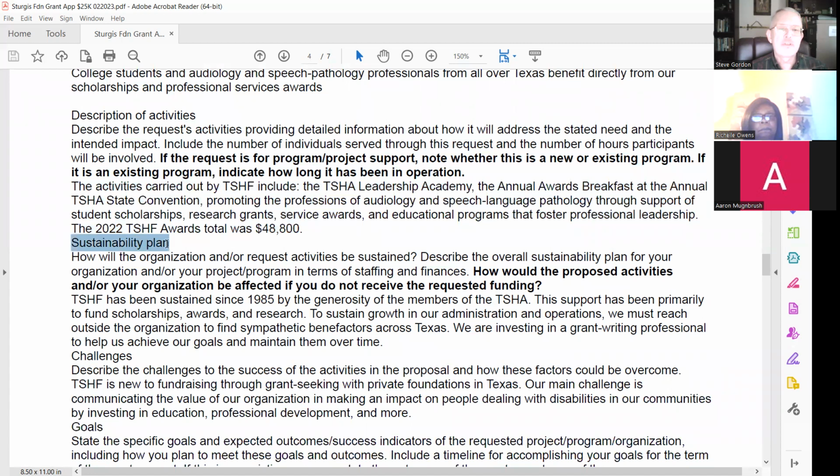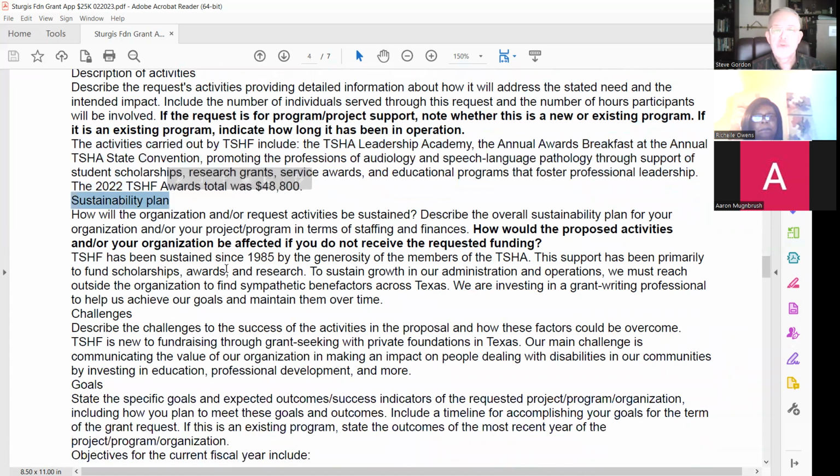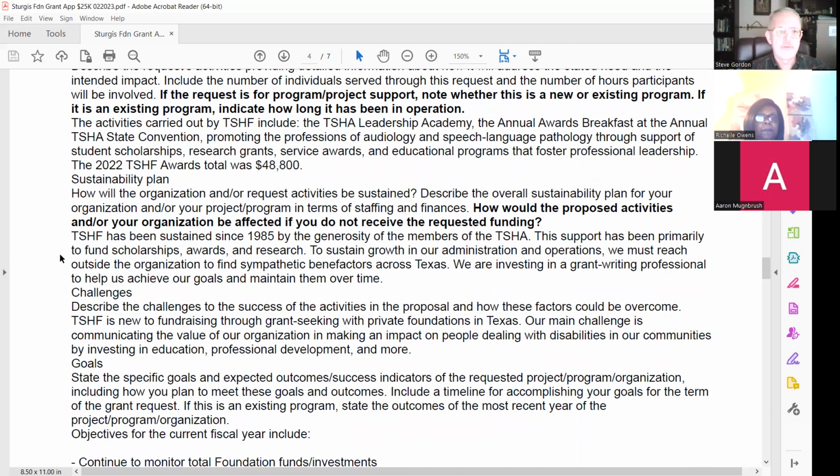Then they're going to ask about the sustainability plan. Also a very important thing to know: how are you going to sustain your organization even if you don't get the money? And so you've got to think about that. What are you going to say? And I usually help people come up with that because that's not that obvious sometimes.